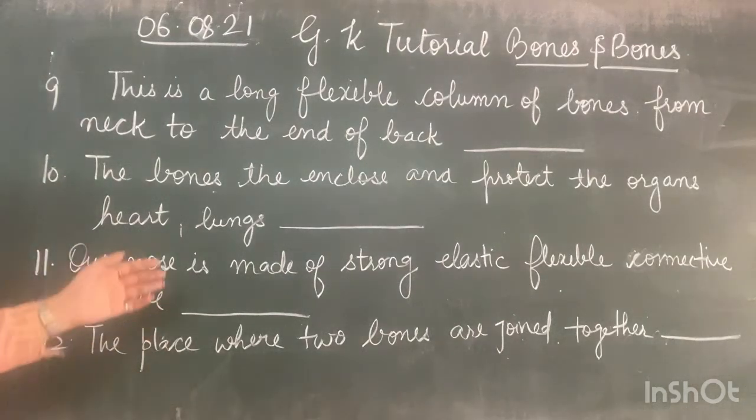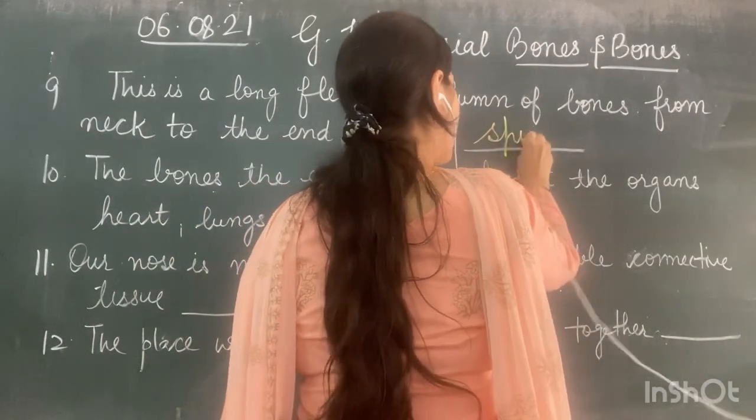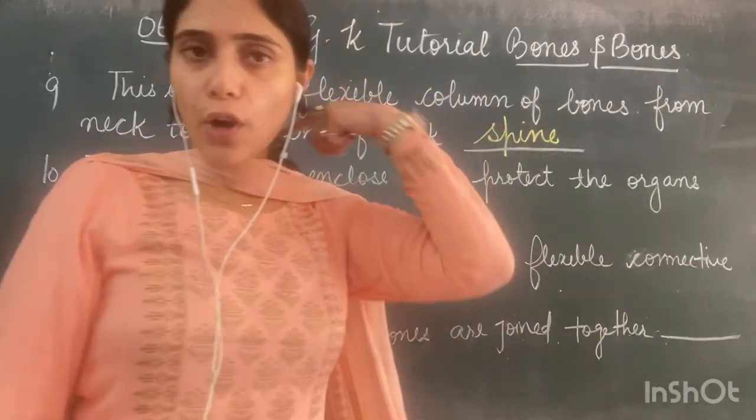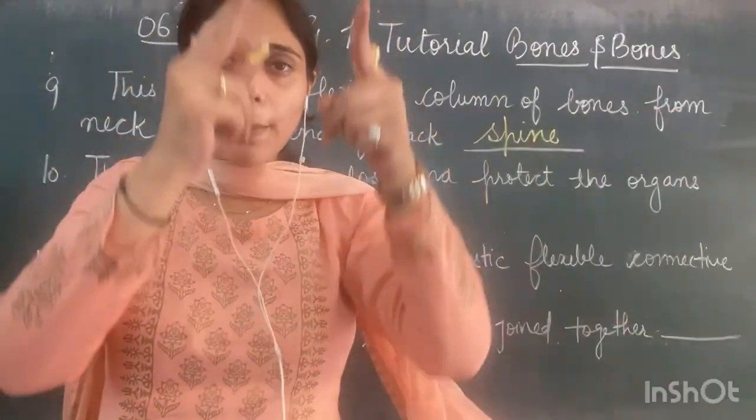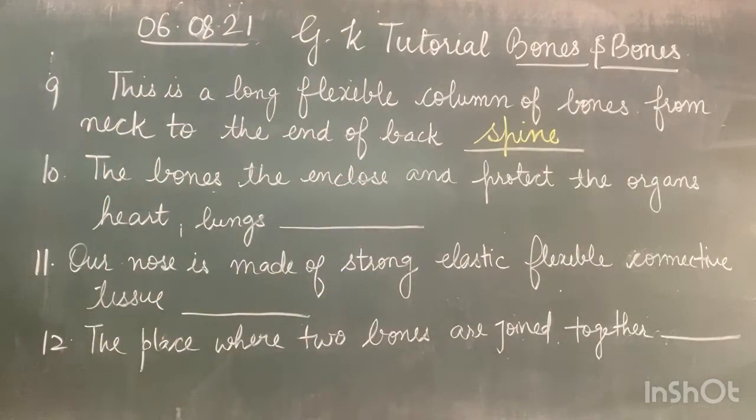So students, after the 8th we are left with the 4. So let's start with that. First is, this is a long flexible column of bones from the neck to the back, right? So it's a long flexible column that starts from the neck and ends at the back. What is the name? It is spine. So the answer is spine, our spinal column, vertebral column.